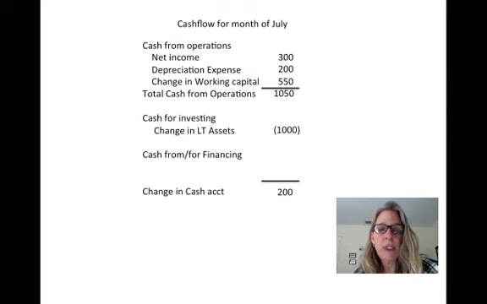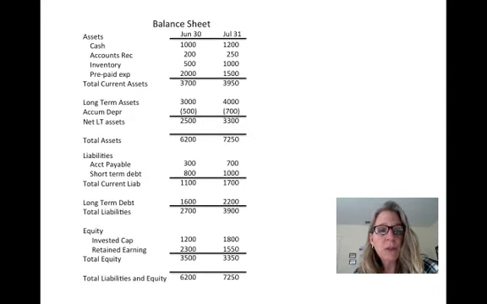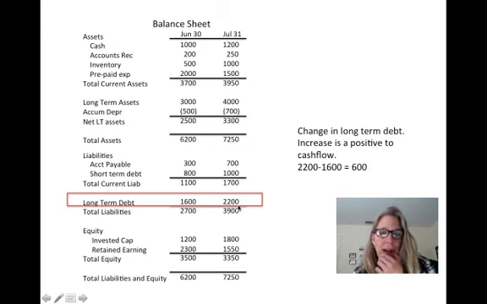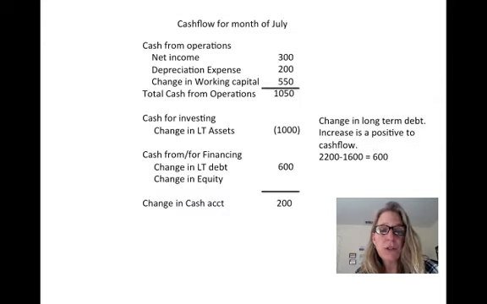So the next thing we want to look at is financing. So this includes both long-term liabilities and equity. So we're going to look at these two sections. We're going to first look at long-term liabilities. And what happened there is we had an increase in long-term debt. We probably got a new loan. So that was a positive of $600 to cash flow. So we're going to put that in that line item.